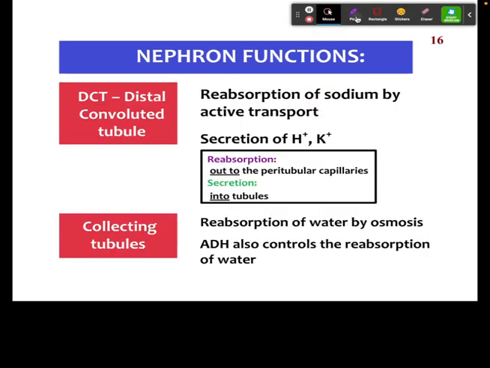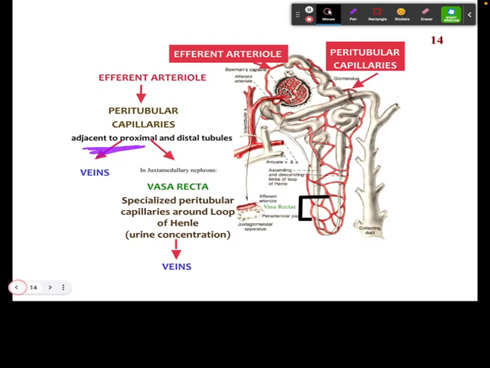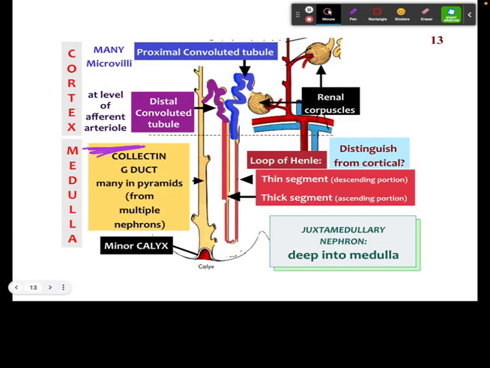Lastly, we have the distal convoluted tubule. The distal convoluted tubule is exactly that. It's distal. It's further away from the glomerulus, as you can see in this slide here. The distal one is in purple. The loop of Henle, the filtrate is going to go down and then back up, and once it reaches the cortex again, it will enter the distal convoluted tubule.